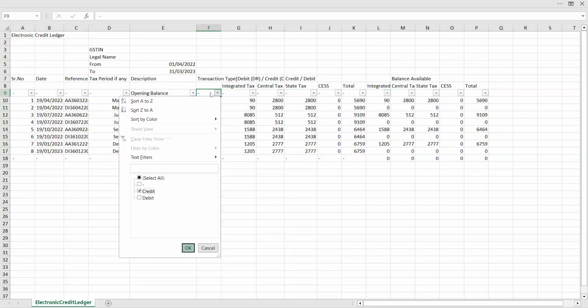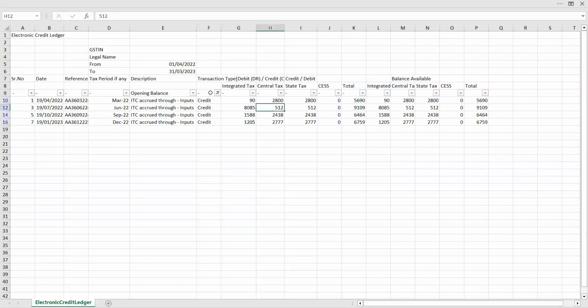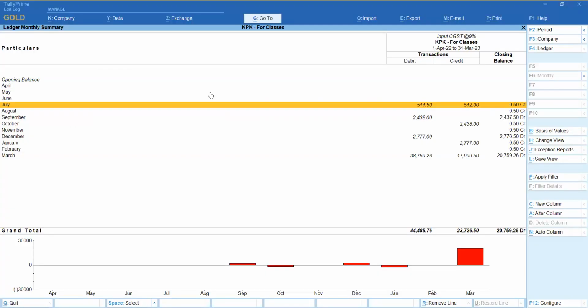credits, see, the department has given you credit means what? Your money is lying with the department. If you see in accounting terms, it is very simple. Department has given you credit. That means another party has given you credit, which means in your books it is debit, right? So on 19th July, there is a debit of 512 in CGST, 512 in SGST. I am talking about the transaction, not the balance. Okay, and IGST 8085.